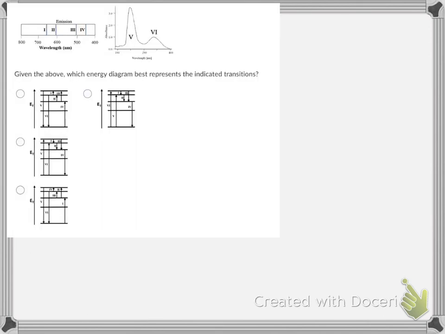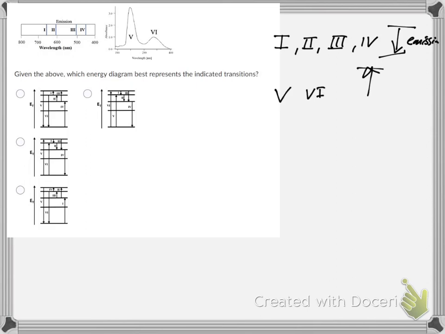Okay, so this is another question with arrows, connecting it to energy diagrams. Let's take a look at that. Roman numerals 1, 2, 3, and 4 are all emission, which means they have to be pointing down. 5 and 6 are absorption, so they have to be pointing up. And we start looking at the rankings here.